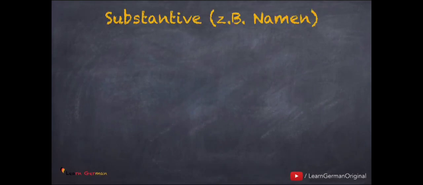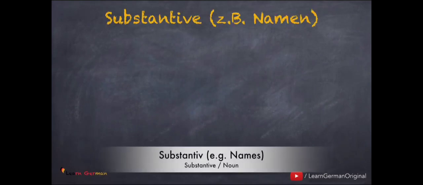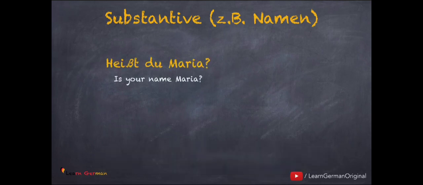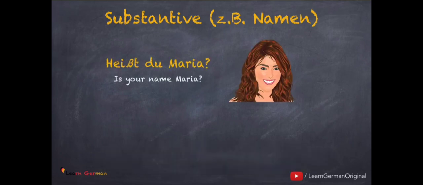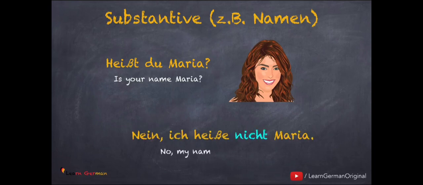Moving on to the next case. Substantiv, zum Beispiel Namen. Here's the first sentence. Heißt du Maria? Nein, ich heiße nicht Maria. So in this case, where you are using proper nouns or names, you would negate them with nicht.